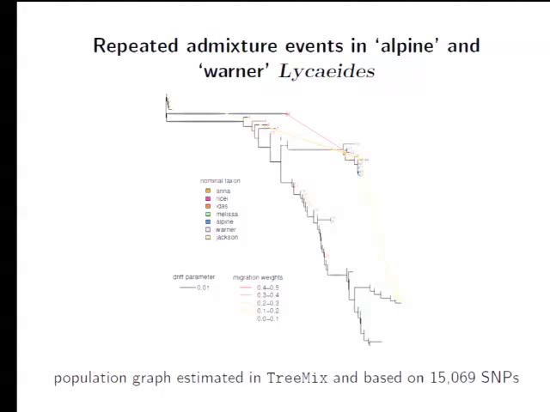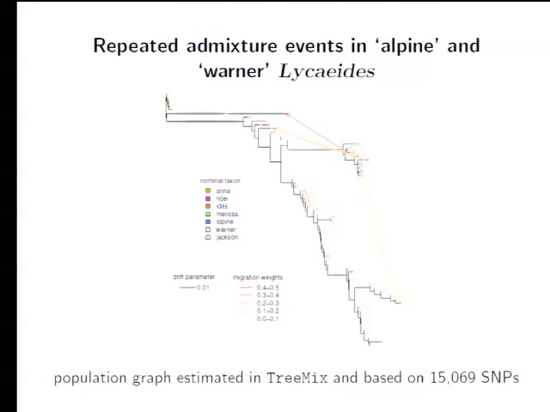You see a similar thing for Warner's Lycaeides here, which is actually at the base of the Alpine group. We don't find evidence of admixture from this analysis for Jackson Lycaeides. Rather, it just shows up at the base here between Melissa and Idas. If you do go to higher numbers of migration events, it does come out too, but the evidence isn't nearly as strong.